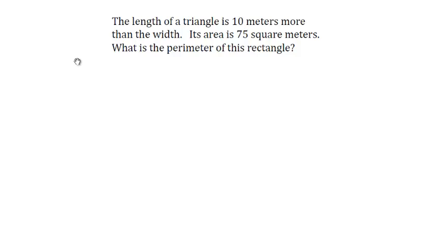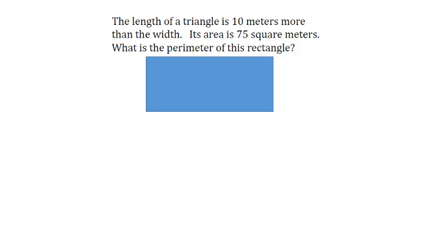Here we have a problem that we will translate and solve. The length of a triangle is 10 meters more than the width. Now you can note that this 10 may be a 5 on your original worksheet depending on when you printed it. The length of a triangle is 10 meters more than the width. Its area is 75 square meters. What is the perimeter of this rectangle? So we know its area and we have to find the perimeter.